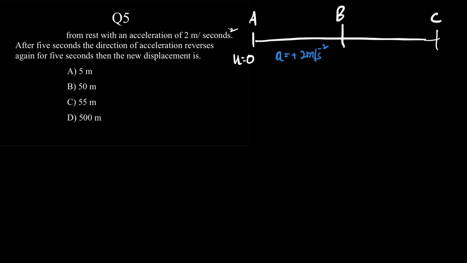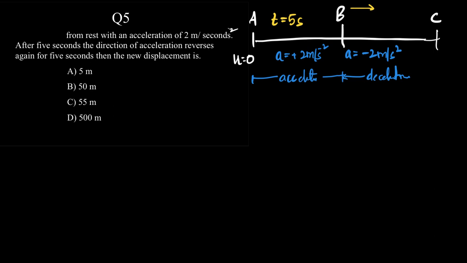After 5 seconds, which means it has traveled for 5 seconds, the direction of acceleration reverses. Mind you, the direction of acceleration reverses and not the direction of motion, which means the body is still moving in the same direction, but acceleration here becomes minus 2 meter per second square. Or in other words, this much region was the region where the body was under acceleration and now the body has started decelerating, right?